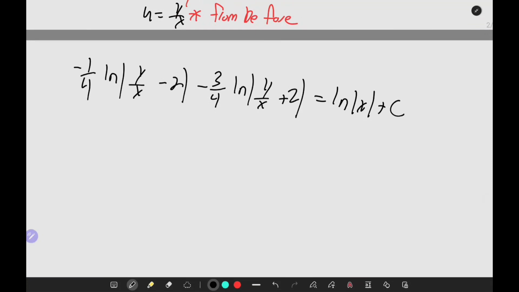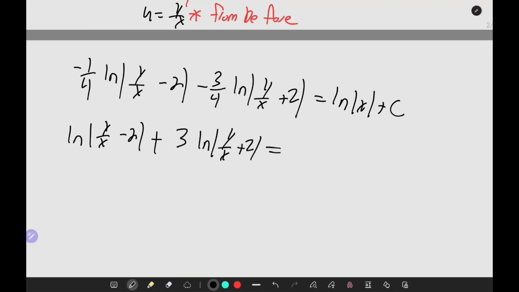is I'm going to multiply the whole thing by 4. Right? Let me just make sure. I'm going to multiply the whole thing by negative 4 actually. So we'll be left with ln. If I multiply the whole thing by negative 4, this will become plus 3. Right? And this would become negative 4 ln x plus c.